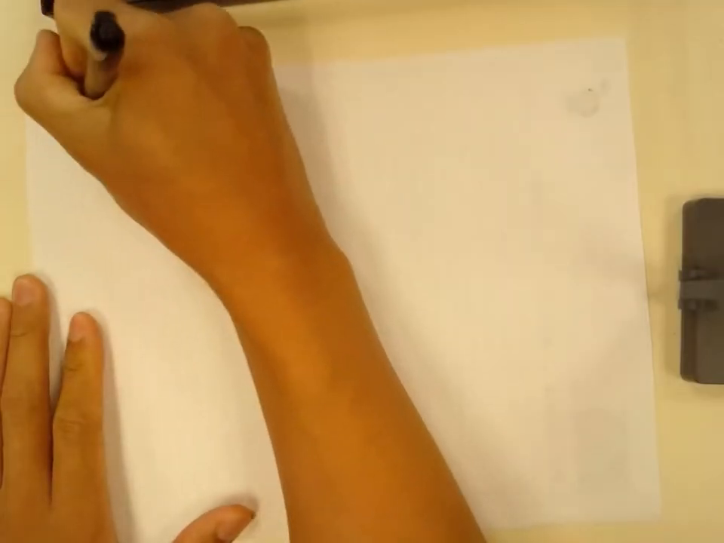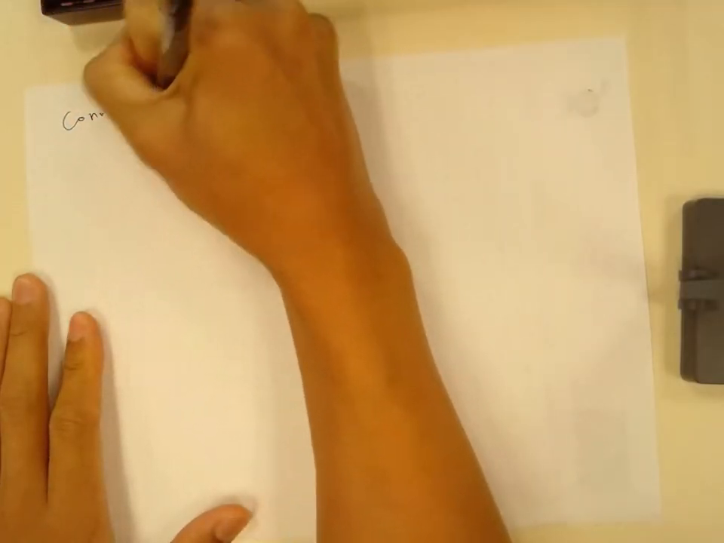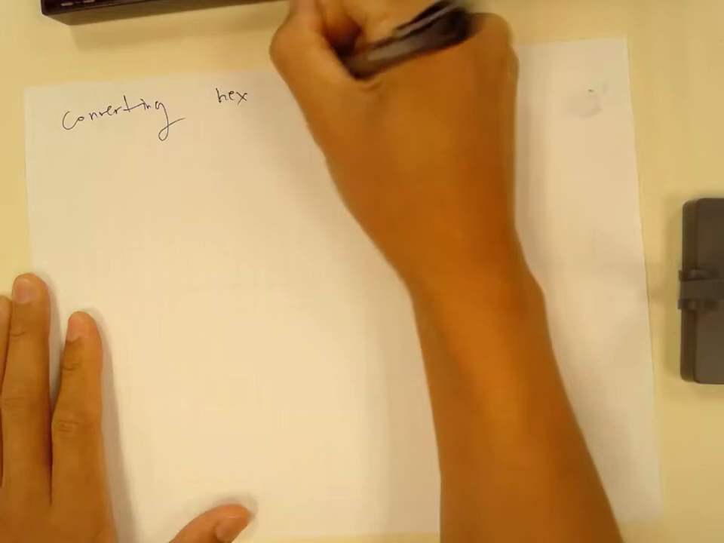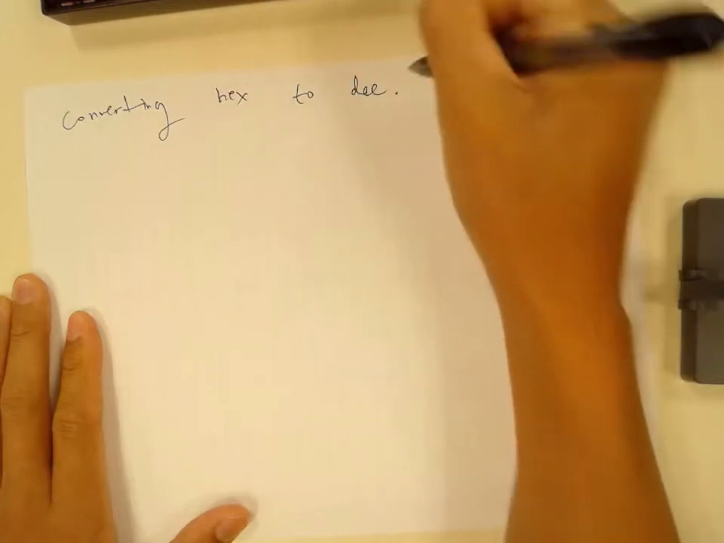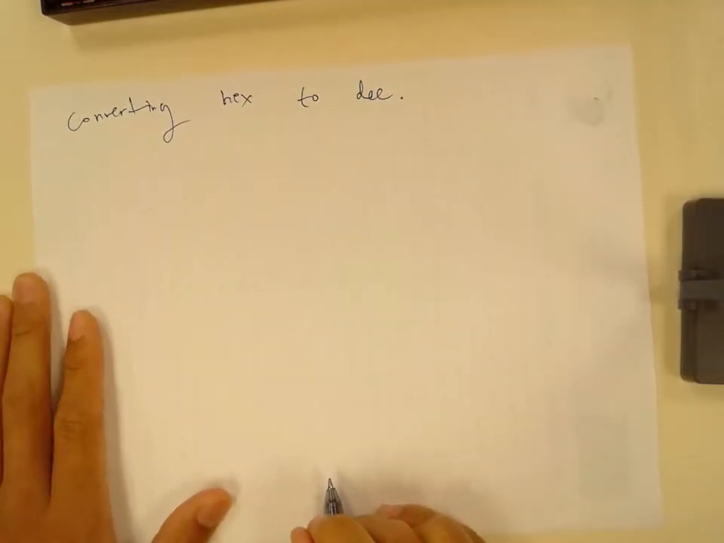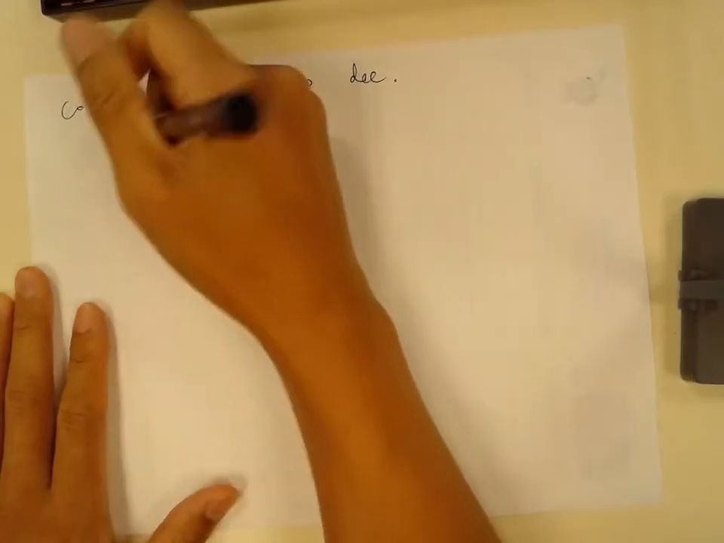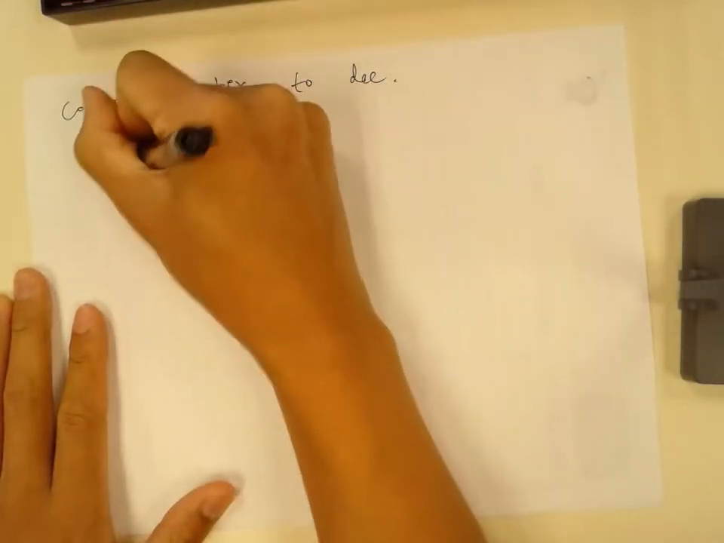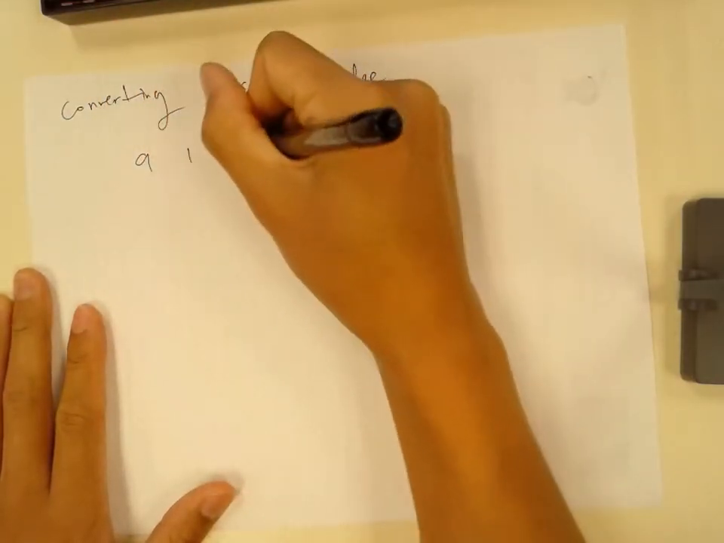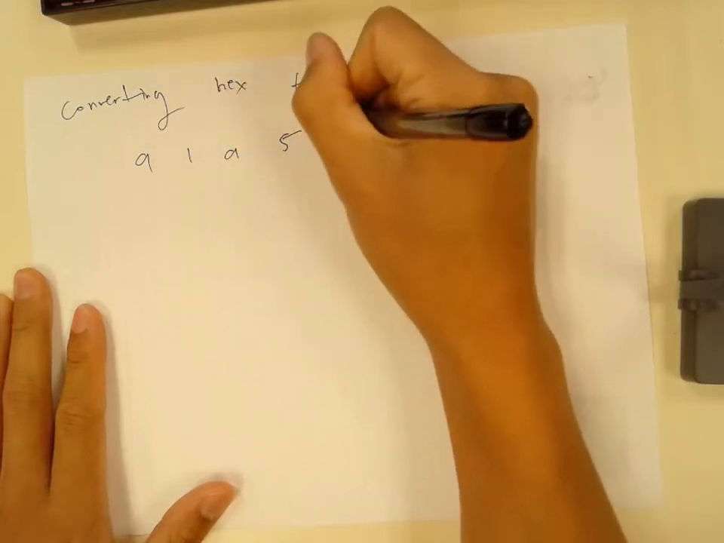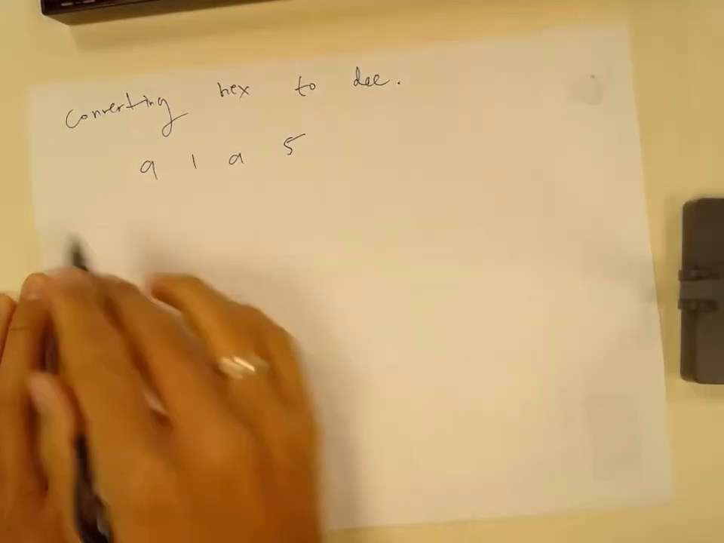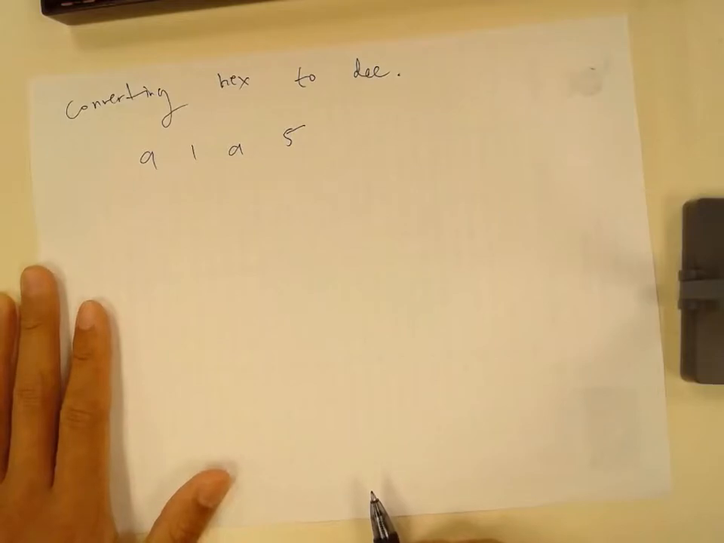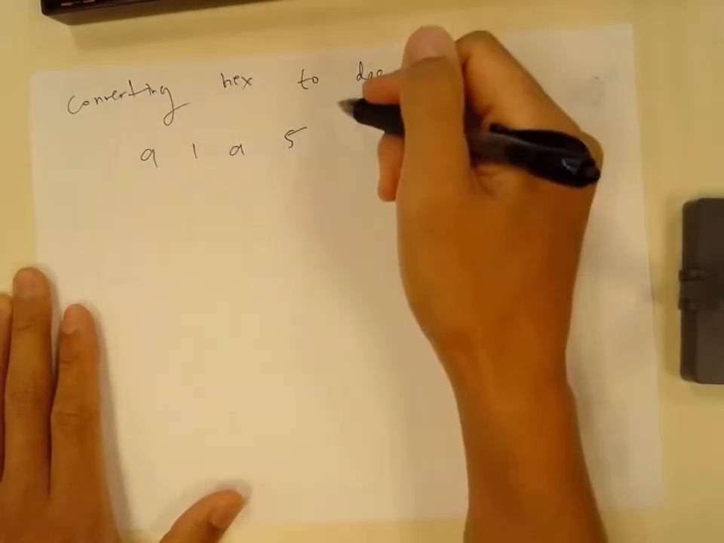Okay, so now we want to talk about converting hexadecimal to decimal. Right? So let's do converting hex to decimal. And so let's take a number like, I don't know, 9, 1, A, 5. Okay, let's take this number here. So the first thing that you want to do is label the digits.